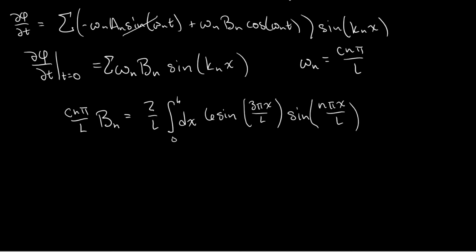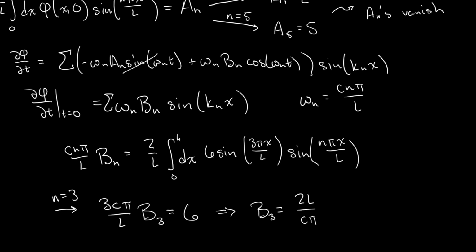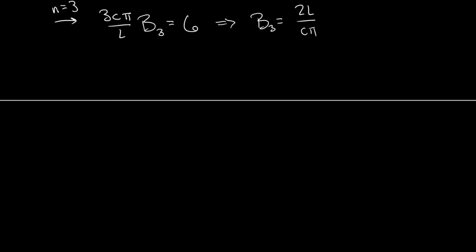And you see that the only non-zero term is the n equals 3 term. So here I get something like 3c pi over L, b sub 3 is just equal to 6. And so b3 is equal to 2L over c pi. Okay? And that's it. That's our solution. That's our wave at any time.